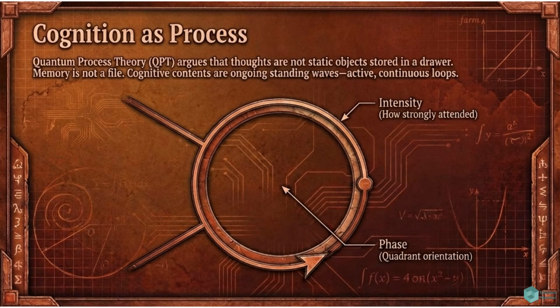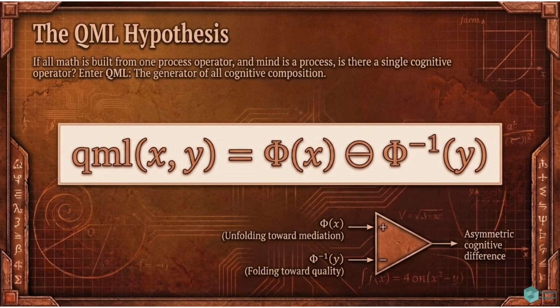In the realm of mind, Quaternion process theory of cognition argues that thoughts are not static objects. Cognitive contents are ongoing standing waves or continuous loops described by their intensity and phase. If math is built from one process operator and mind is a process, we hypothesize a single cognitive operator to generate all the kinds of cognitive processes. This is QML, the generator of all cognitive composition. This mirrors the structure of EML.